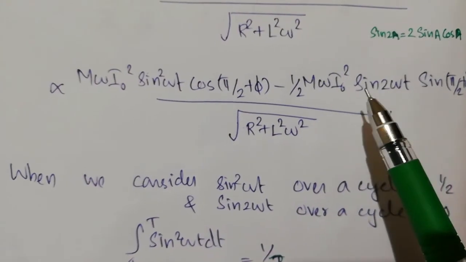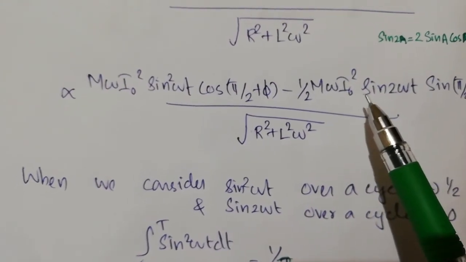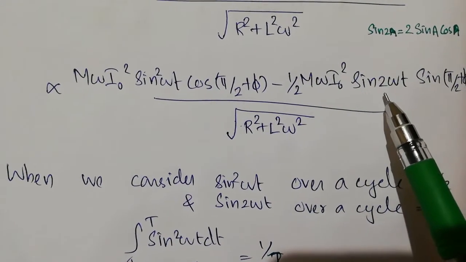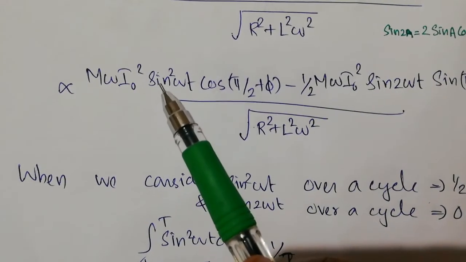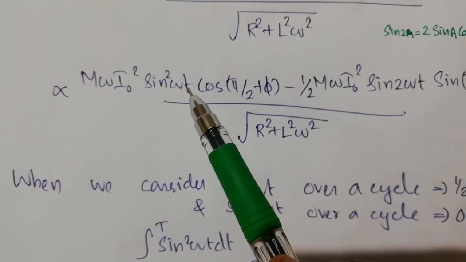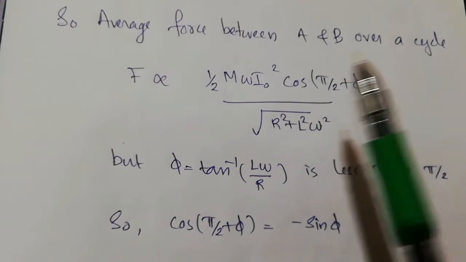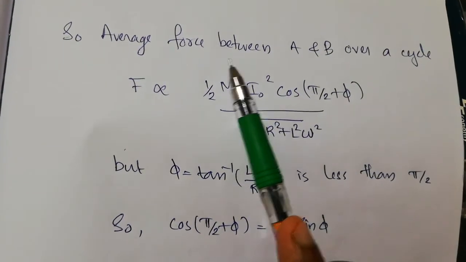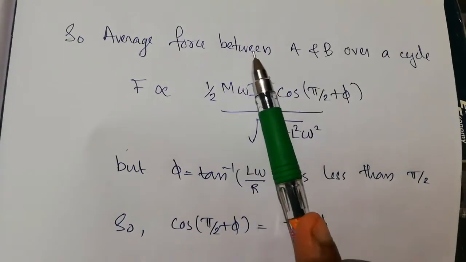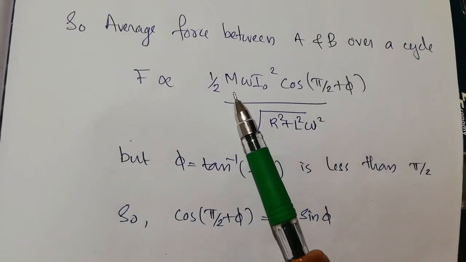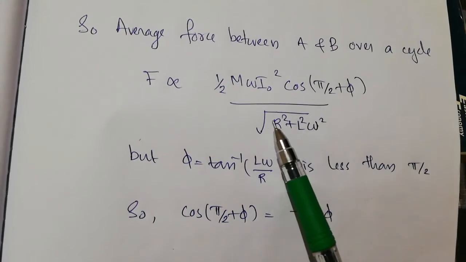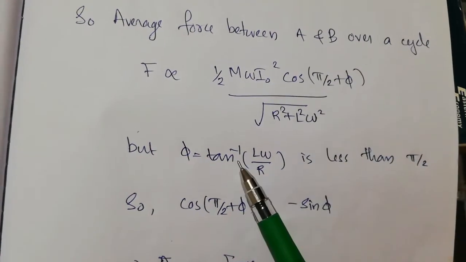So, if we consider the average force between A and B over a cycle, the second term will vanish, and in the first term the value of sin square omega t can be substituted as 1 by 2. So, by substituting the average value of sin square omega t and sin 2 omega t, we get the average force between A and B over a cycle as F proportional to 1 by 2 m omega I0 square cos (pi by 2 plus phi) divided by root of r square plus L square omega square.